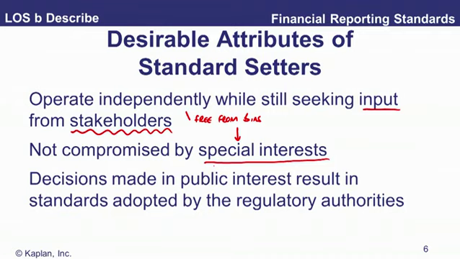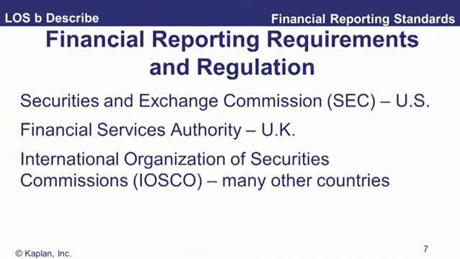Okay, so a little list of standards that we need to be aware of, attributes that we need to be aware of. Financial reporting and requirements. Now, we're still in describe our LOS. First one is the Securities and Exchange Commission, the SEC. Now remember, if you're a listed company in the US, then essentially you're going to fall under the remit of the SEC. And as we said before, theoretically they can set accounting standards, but in reality they delegate that role to the Accounting Standards Board.